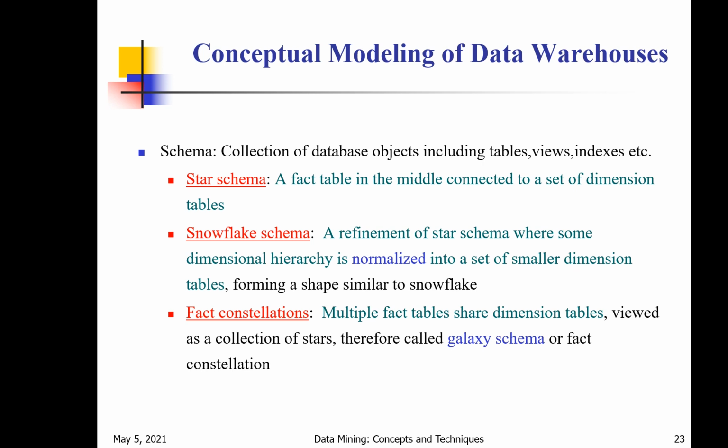Next, fact constellation. Fact constellation is nothing but multiple fact tables. That means two or more fact tables share dimension tables, viewed as a collection of stars, therefore called galaxy schema or fact constellation. So in fact constellation schema, two or more fact tables are there, whereas in star schema and snowflake schema, only one fact table is there. Here two or more fact tables are there.